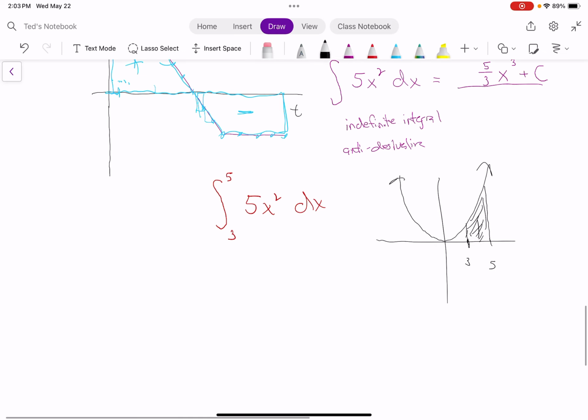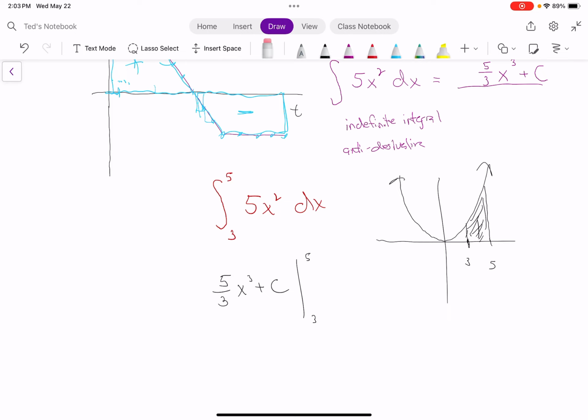So this would be the integral of 5x squared is 5/3 x cubed plus a constant. And then we evaluate this thing from 3 to 5, meaning we first plug in x equals 5 to this equation, and then we subtract x equals 3 from this equation.